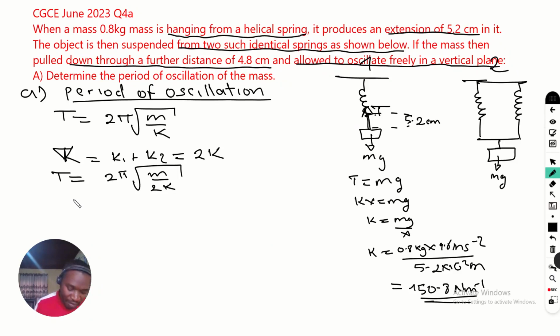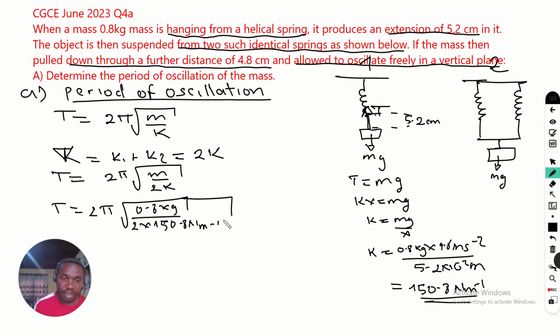Now we know our mass, so T will be equal to 2 pi, the square root of 0.8 kilogram over 2 times 150.8 Newton per meter. We are doing all this because we are using the same principle: they said two such identical springs, meaning that these two springs are the same. And because they are the same, we have the same constant.